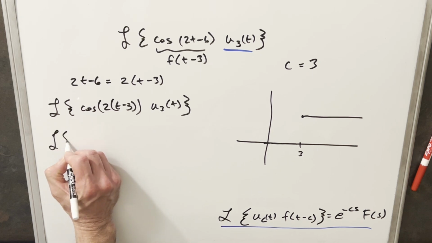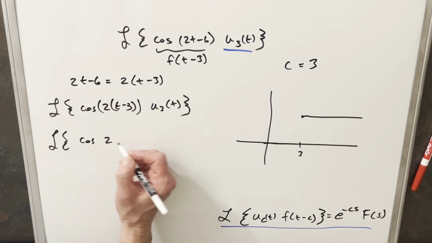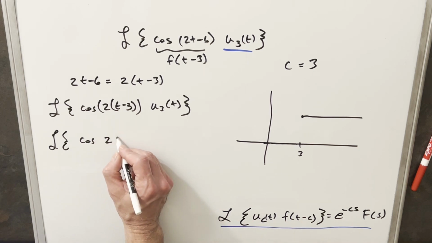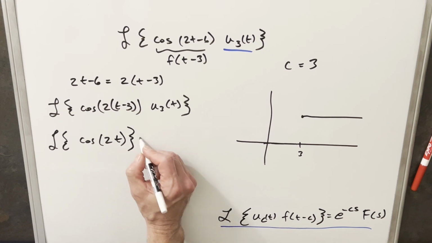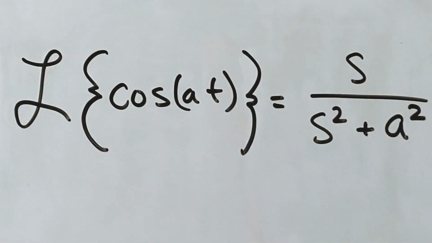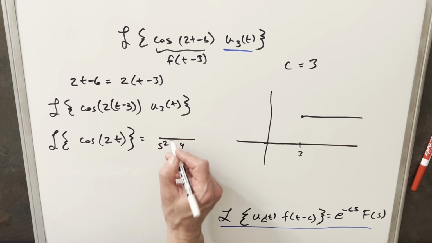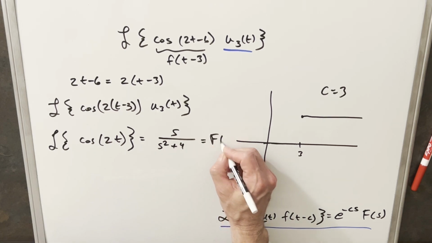So what we want to find for that is the Laplace transform of cosine of 2. But now to find this F of s, we don't want our shifted value. We want just the regular value. So we want to find the Laplace transform of cosine of 2t. Well, we have a formula for that for cosine. So this is going to be s squared plus our a value squared. So we have s squared plus 4 in the denominator, and then we're going to have just an s in the numerator. And this here is going to be our big F of s value.